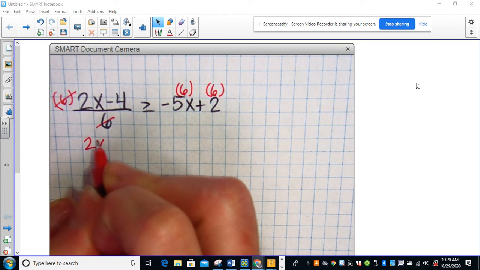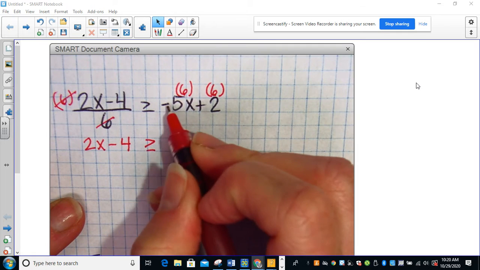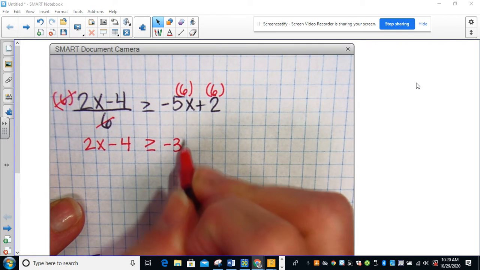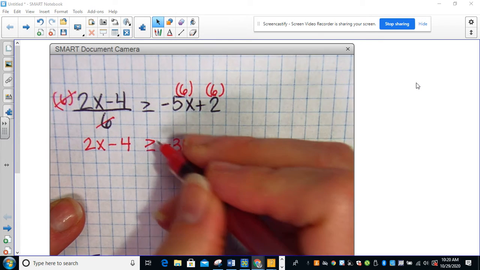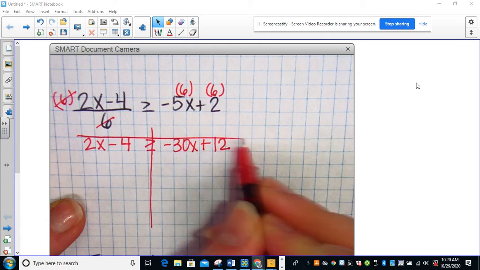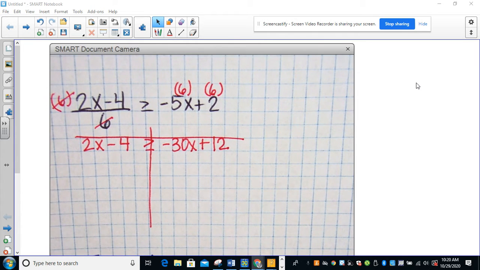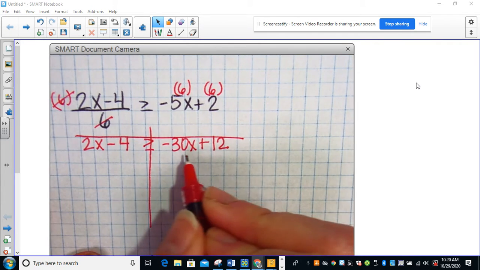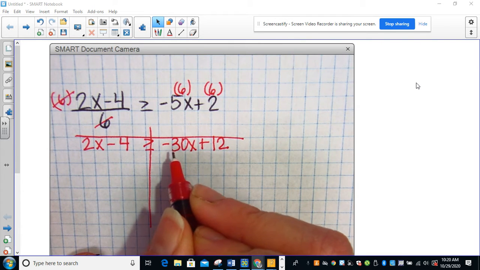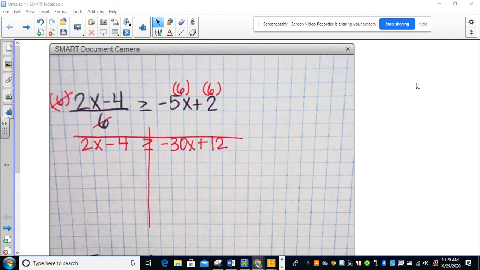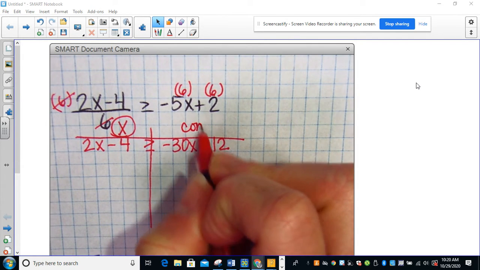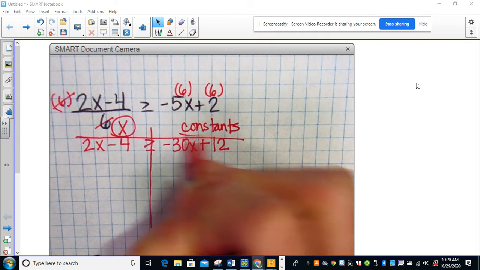So now we have 2x minus 4 here. And then a negative 5 times 6 is a negative 30x plus 6 times 2 is 12. So now we're going to make two sides to this, and we're going to decide where the x's are going to go. I like to think about it as who would win. The higher coefficient wins, and you have a 2 here and a negative 30 here. So the 2 is going to win. So this is where all our x's are going to go, and this is where all our constants are going to go on this side.